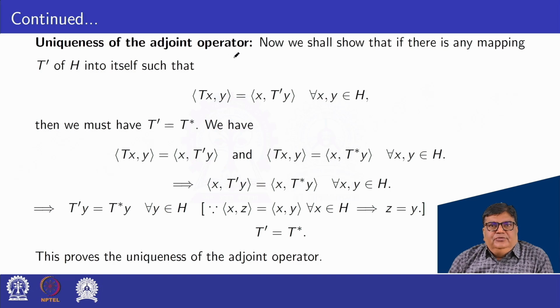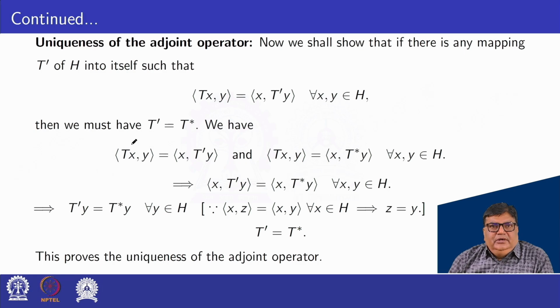Uniqueness of the adjoint operator. Now we shall show that if there exists any mapping T dash on H into itself such that the inner product of T x y equals the inner product of x T dash y, because here T dash is a mapping of H into itself, then we must have T dash equal to T star.